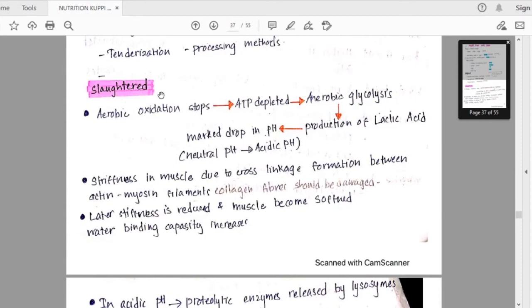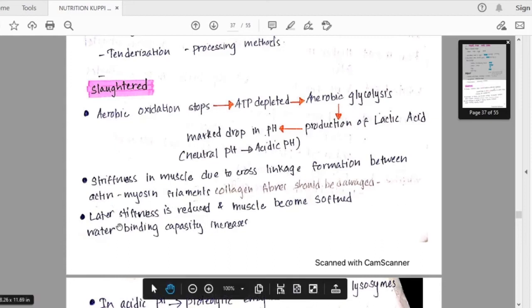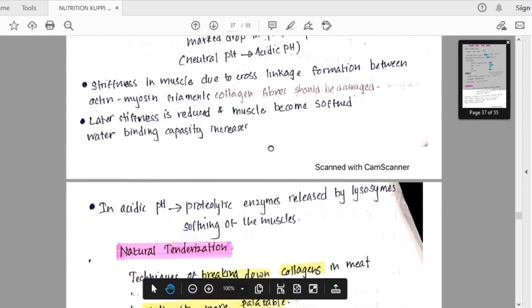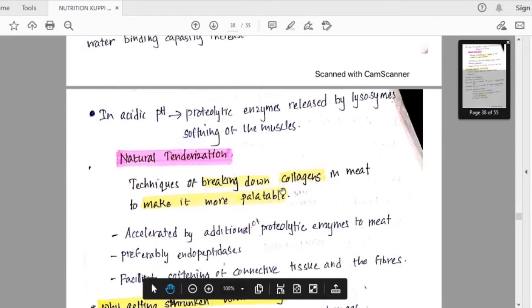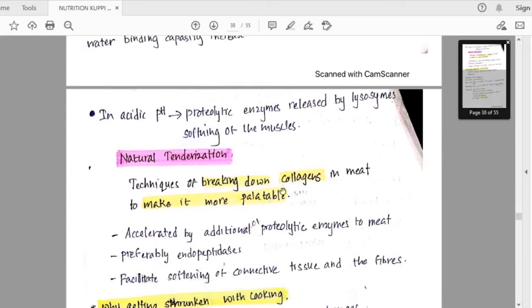When meat is slaughtered, aerobic oxidation stops. Then ATP is depleted, and anaerobic glycolysis occurs, with production of lactic acid and a marked drop in pH. Stiffness in the muscle is due to cross linkage formation between actin myosin filaments and collagen fibers. Later, the stiffness is reduced and the muscle becomes softened because the water binding capacity increases. In acidic pH, the proteolytic enzymes released by lysosomes soften the muscles.